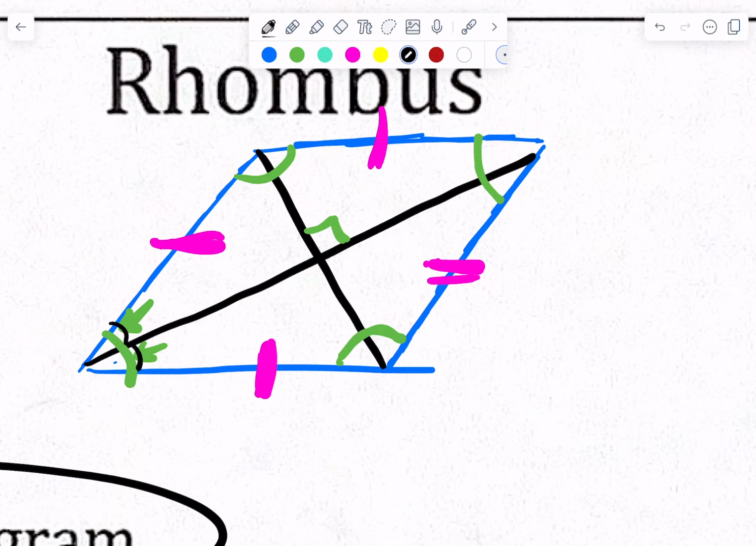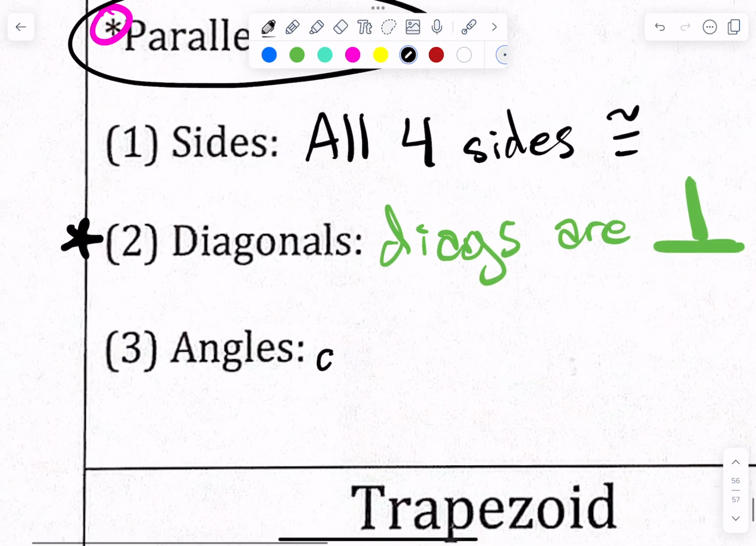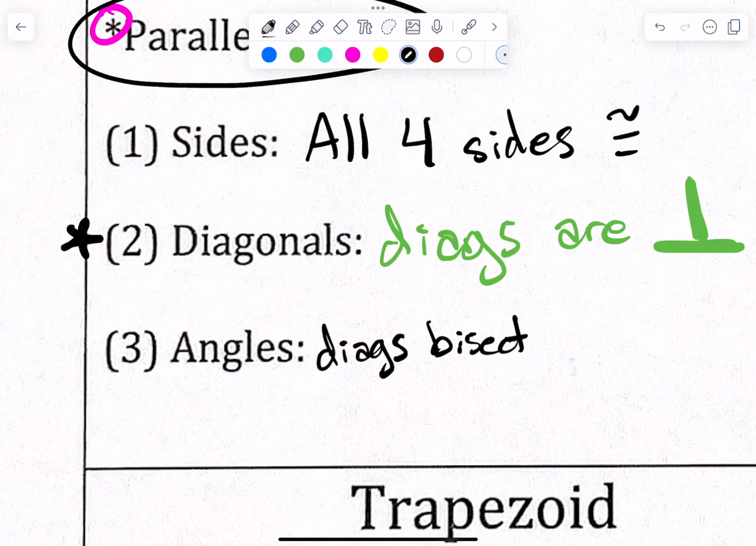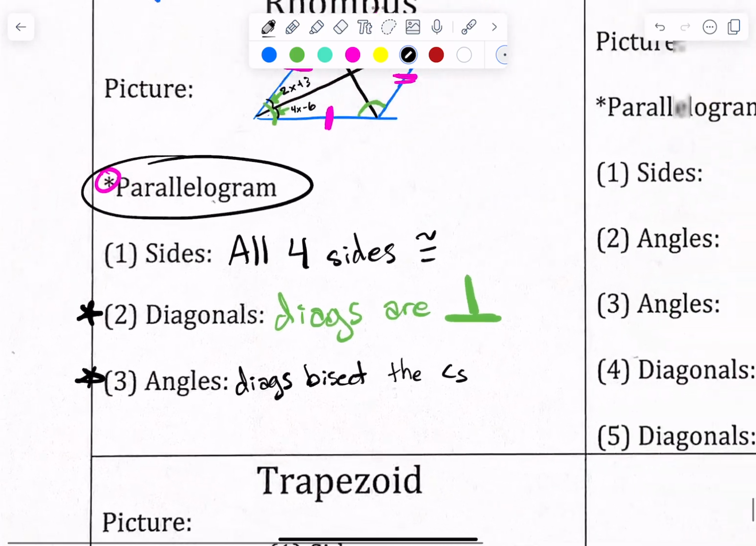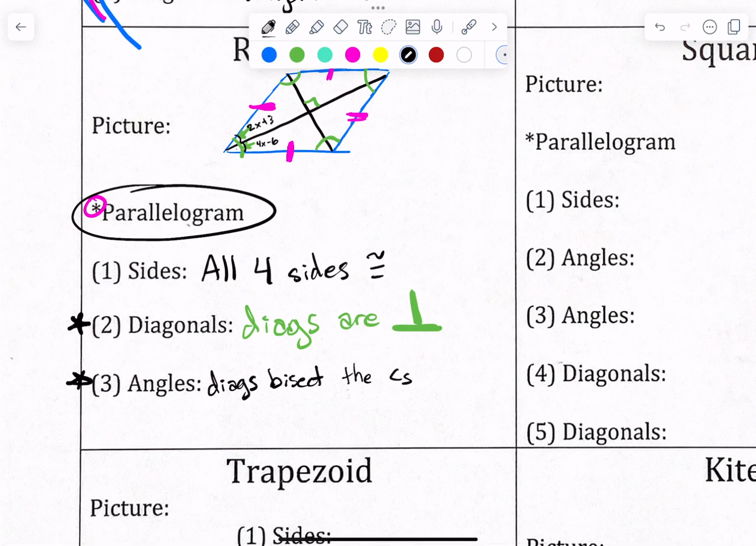So I'm going to guess that on your homework assignment, they'll say this is 4x minus 6 and this is 2x plus 3, and they'll say solve for x. If this is a rhombus, those two will be equal to each other, right? Okay? So the diagonals bisect the angles, which means it splits it in half. I'm going to put a star by that one because that's another one that people forget all the time. Okay? Good? All right. I will give you a second.